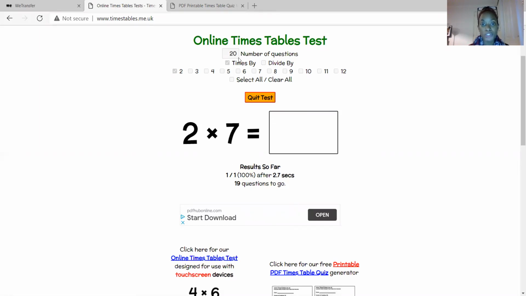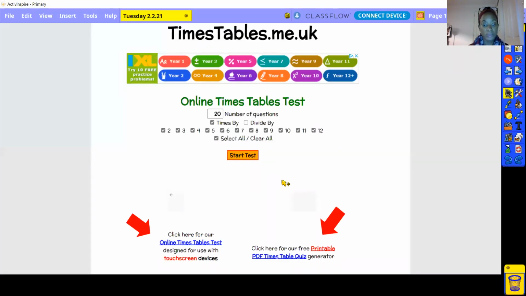You choose how many questions to do, and you pop in the times table you wish to look at. I've decided to do the 2, but if I wanted to do the 5 and 10, you could do so as well. Again, feel free to explore the website, for those of you who are getting more confident with your times tables, and just to see how you can do with it. Back to our screen.